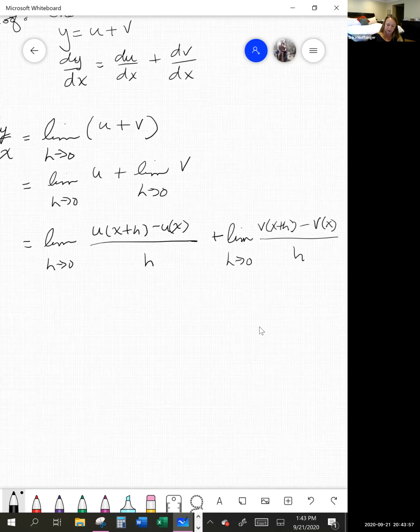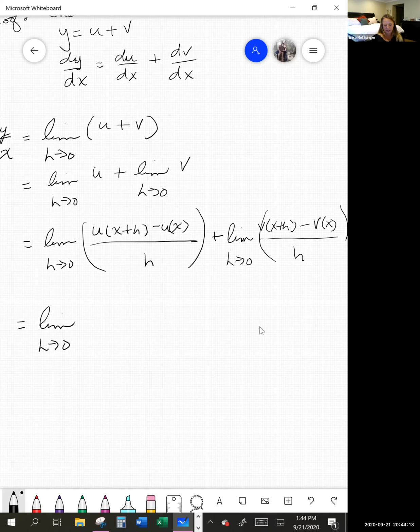I don't think I probably should have broken that up, but it doesn't matter. So let's just rewrite this. This is the same thing as the limit as h goes to 0. Well, technically these functions, we can add these. They have a common denominator, right? This is all over h. This is the u of x plus h. I think I messed up.